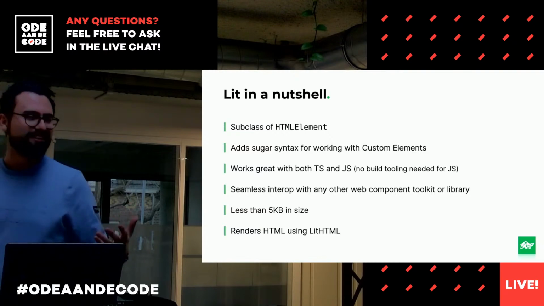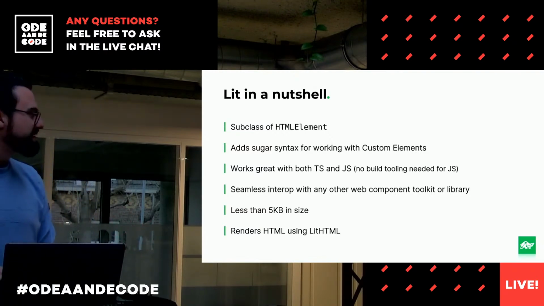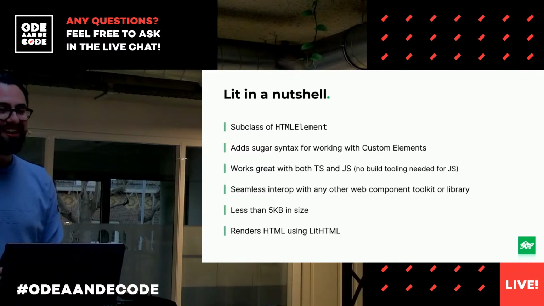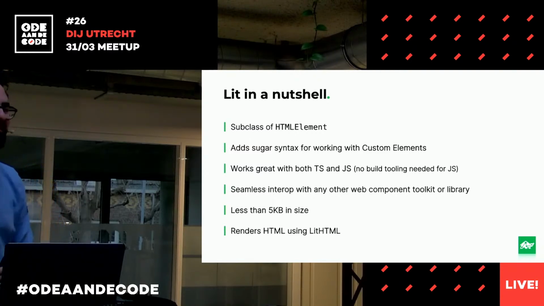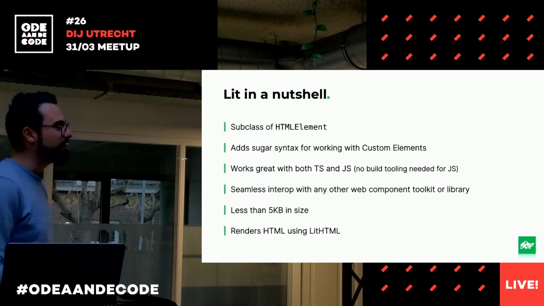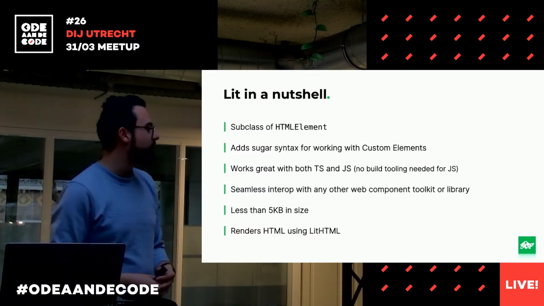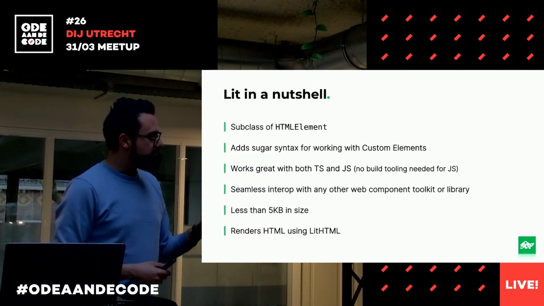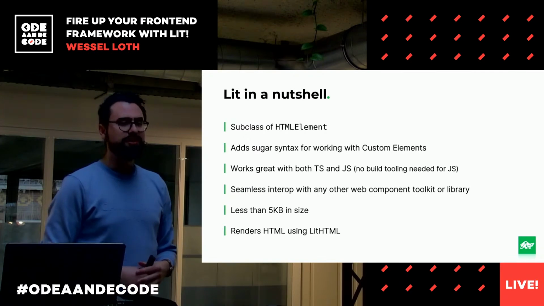I saw a date picker library this week, which was 499 kilobytes. I was just surprised that a date picker could be that big, while a powerhouse like lit could be that small. And finally, it renders HTML using lit HTML.